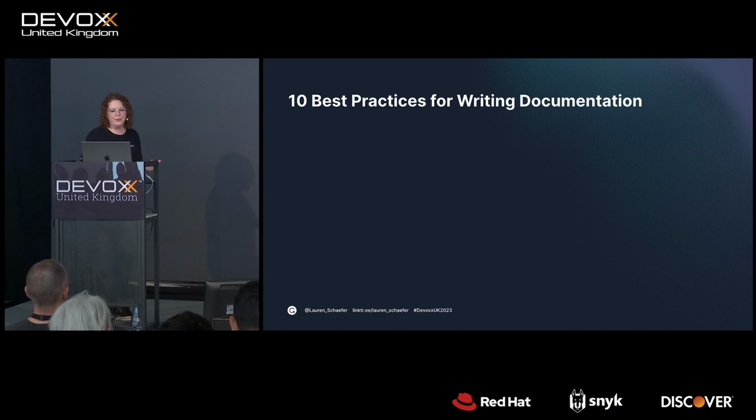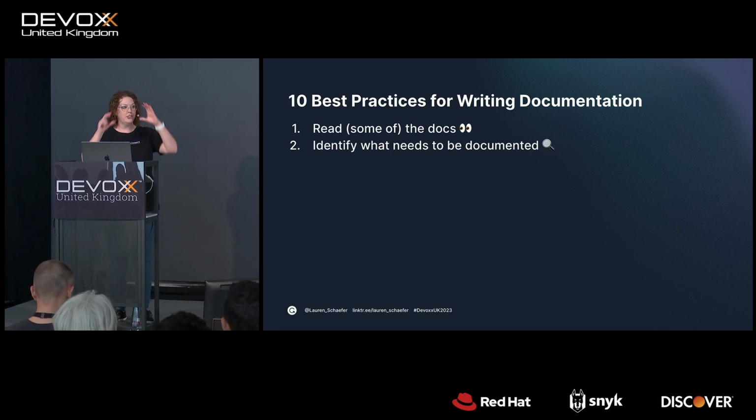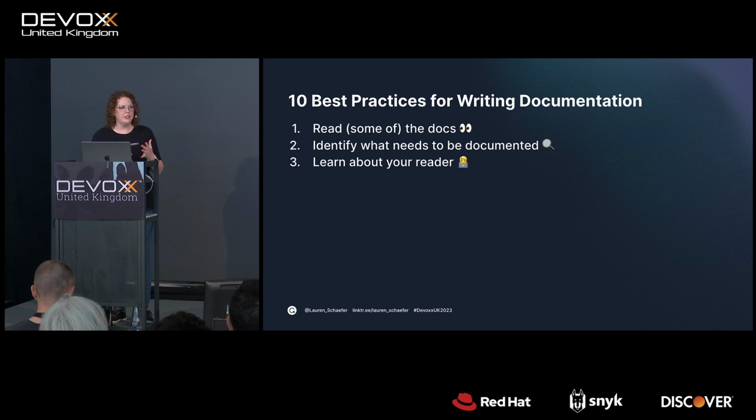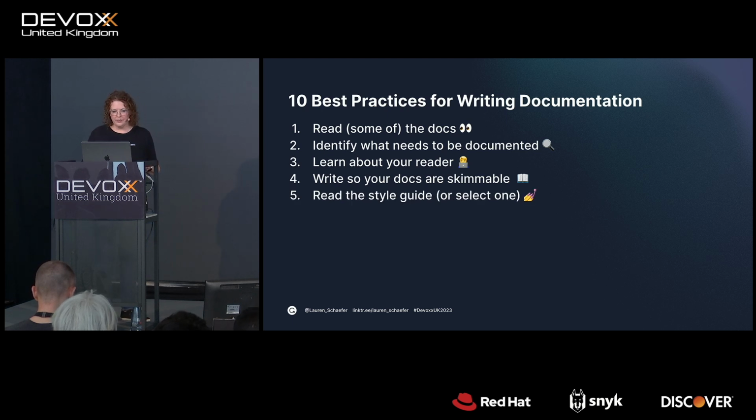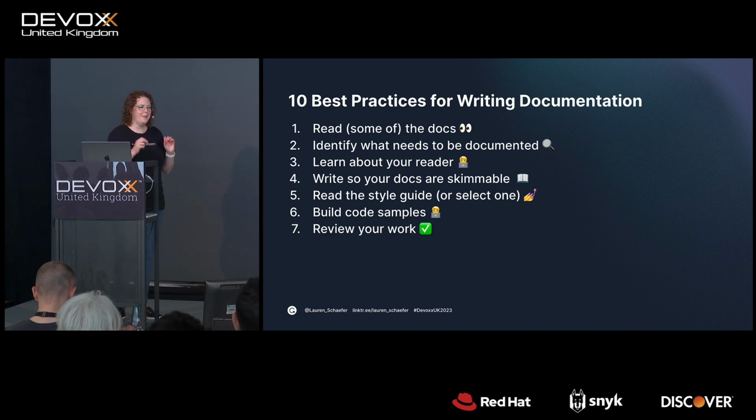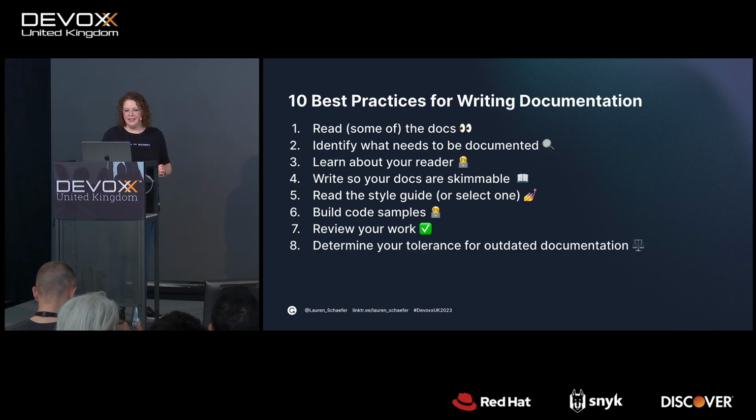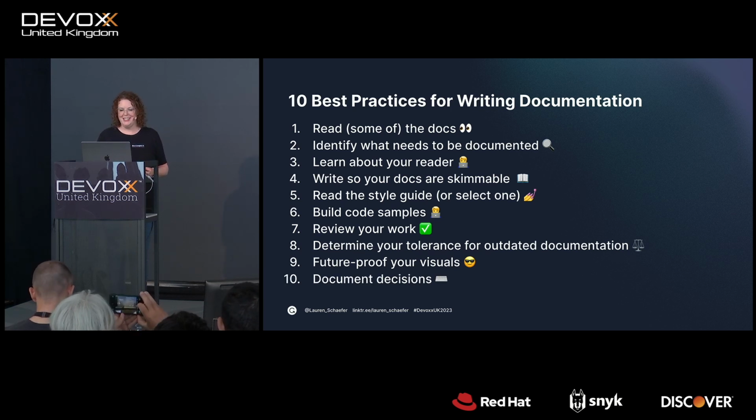Okay, so let's recap. Here we go. Read some of the docs. Identify what needs to be documented, and not just that high-level topic, get all into the details. Learn about your reader. What do they want to accomplish? Keep that in mind as you're writing. Write so your docs are skimmable. So we talked about the importance of headings, short paragraphs, and lists. Read the style guide or select one. Build code samples. Make sure they're clear and concise. Review your work. No matter what, always do a self-review. Determine your tolerance for outdated documentation and then build your process around that. Future-proof your visuals, and then document your documentation decisions.